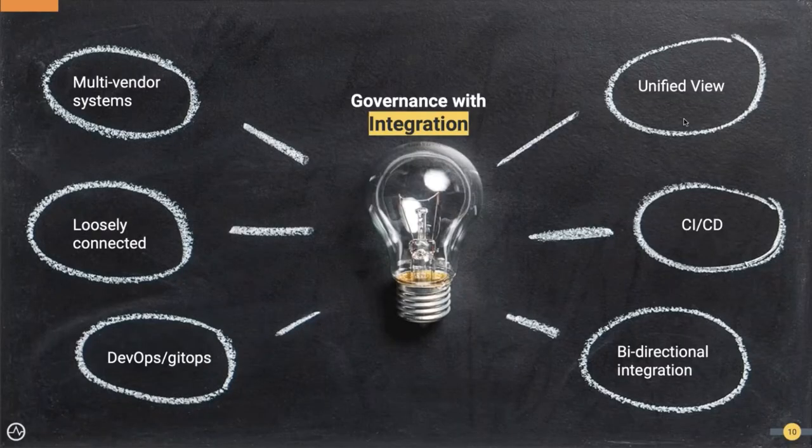So basically, this governance solution can provide the unified view, and you can use the CI/CD kind of mechanisms to integrate with different multi-vendor systems. And bi-directional integration, as I said, from the asset governance solution to other multi-vendor systems, and from other multi-vendor systems to onboard metadata to the asset governance solution. So this is a DevOps, GitOps ready mechanism. And also using a CI/CD platform means it's a loosely connected method. So it's not tightly coupled with the solution or the other multi-vendor systems.